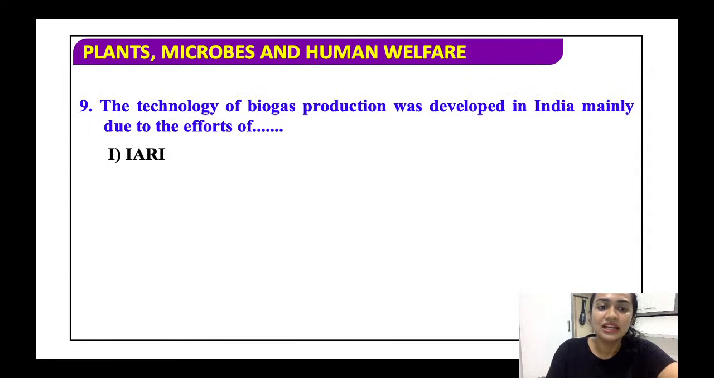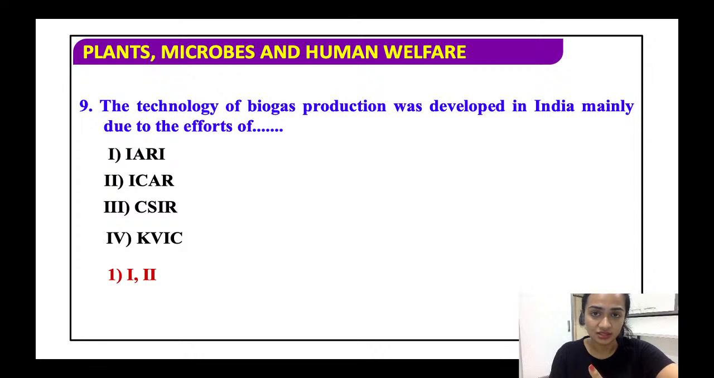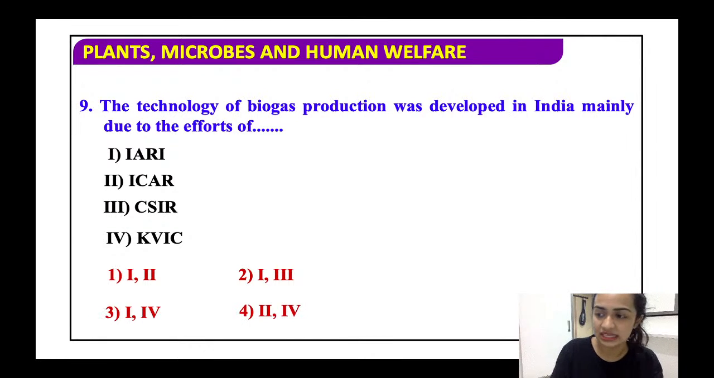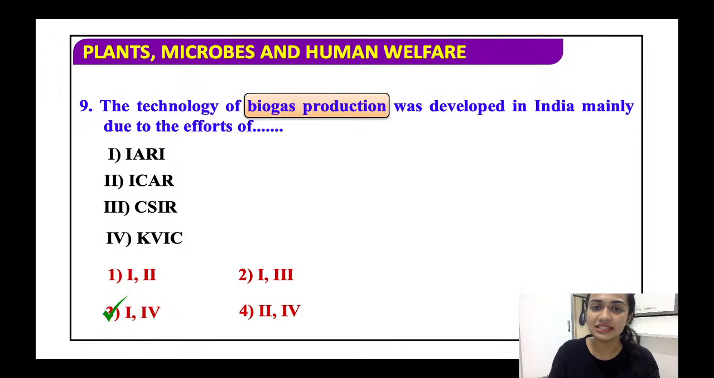Fine. The technology of biogas production was developed in India mainly due to the efforts of IARI, that is the Indian Agricultural Research Institute, ICAR or your CSIR, that is the Council of Scientific and Industrial Research, and your KVIC. So the answer is your IARI and your KVIC. Both are located in Delhi and they basically introduced the biogas technology in India. CSIR is your Council of Scientific and Industrial Research.